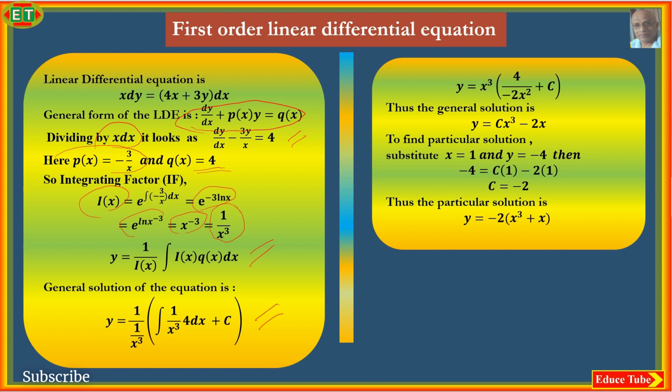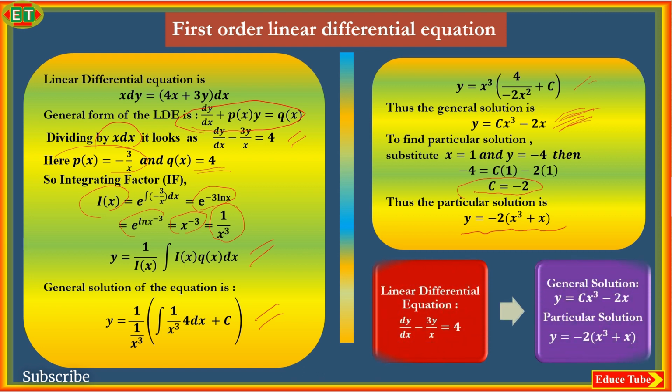And more simplification, we reach at this point, I mean y equal to x³ in bracket 4 by minus 2x² plus c. So we can do more simplification on this, and the general solution becomes as y equal to cx³ minus 2x. Now to find the particular solution, we have to apply x equal to 1 and y equal to minus 4. If we apply this, right away we can find the value of c, it is minus 2. So substituting value of minus 2 in this general solution, we get the particular solution as this one, y equal to minus 2 bracket x³ plus x.